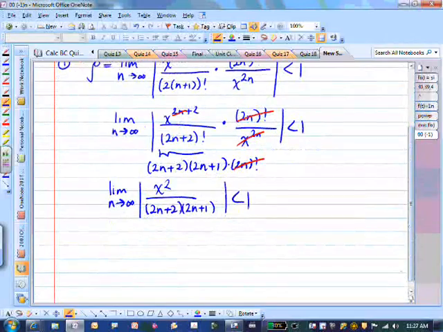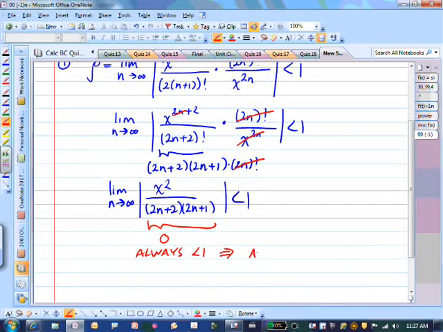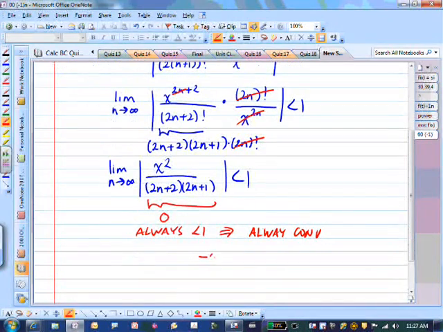This is always going to be 0 because the bottom wins, goes to infinity. The x isn't affected by the limit. So that means this will always be less than 1. So what we'll say is this is always less than 1. Therefore, this is convergent everywhere, always convergent. Convergent everywhere. So our interval of convergence would be all real numbers from negative infinity to infinity.